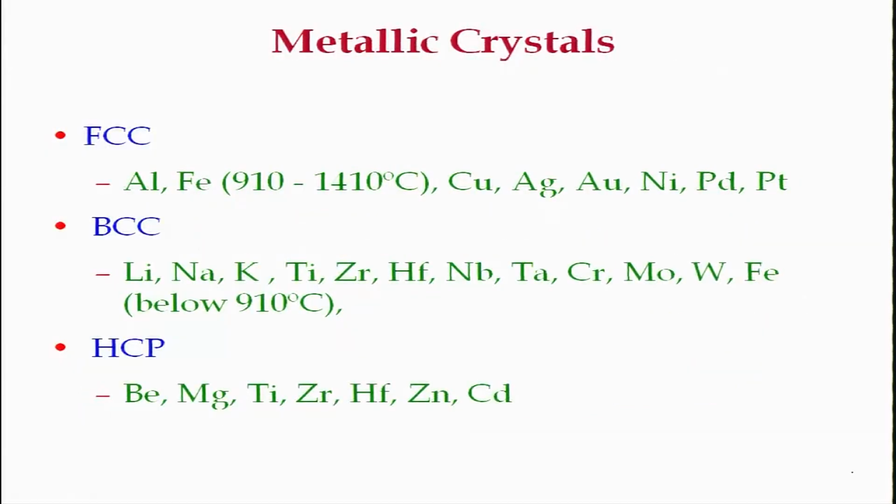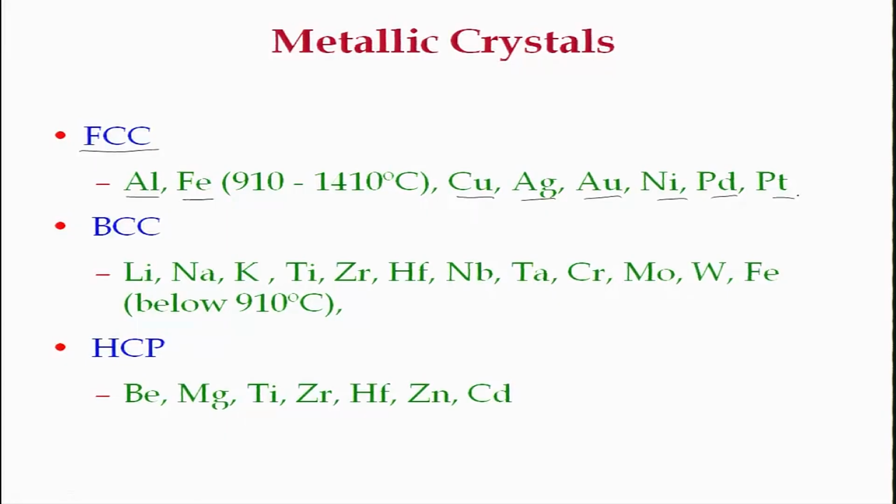Metallic crystals, you can typically divide into three structures by and large. FCC structured metals are aluminum, iron between 910 to 1410 degrees centigrade, copper, silver, gold, nickel, palladium and platinum. All of these are FCC structured materials. FCC means face centered cubic.